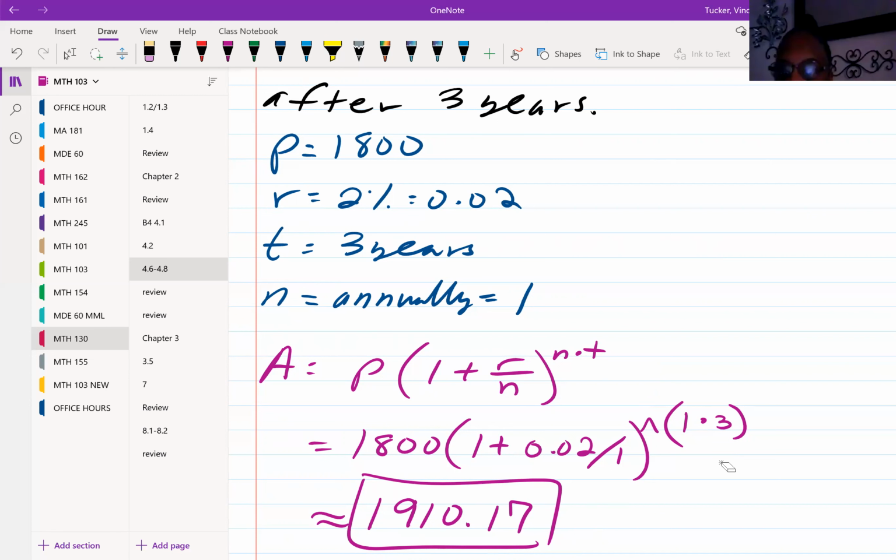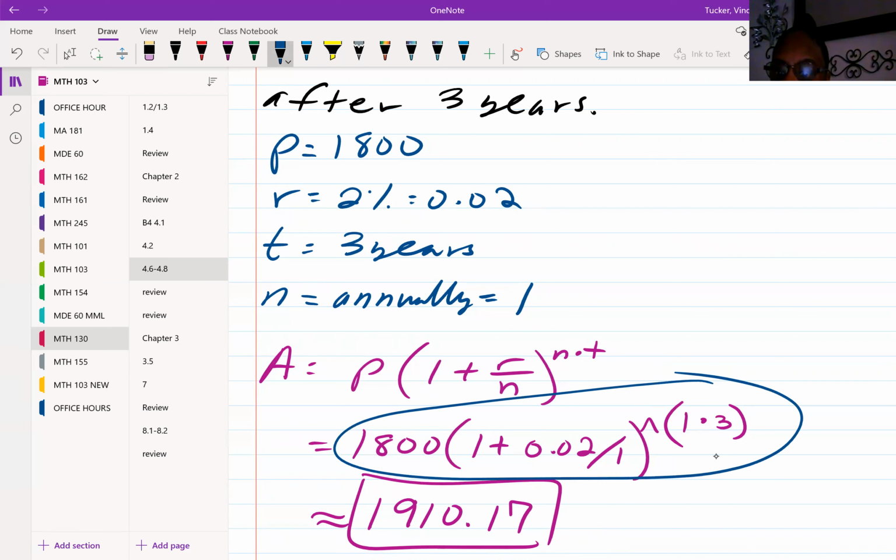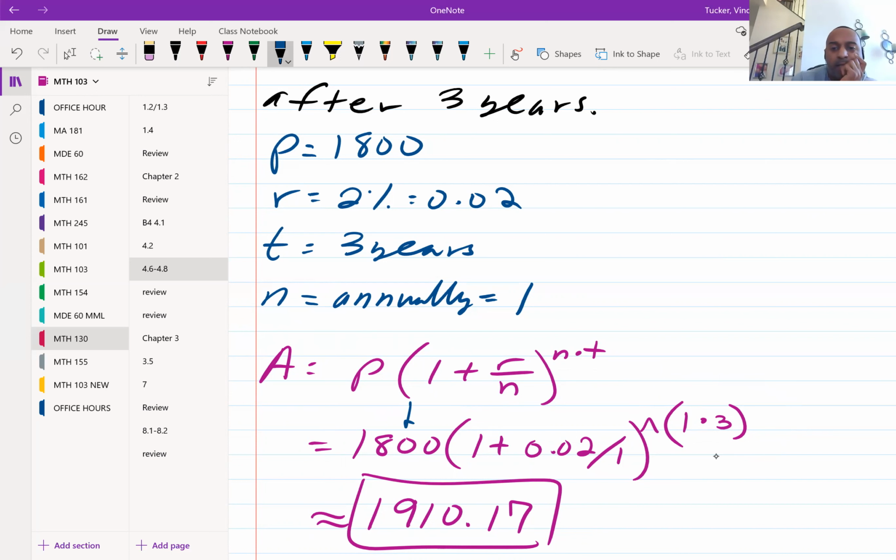1910.17. Wait a minute, so you would put it in the calculator which way? At 2%, divided by 1800? No, this is 1800 times 1 plus 0.02 divided by 1, and then times 3. Yeah, so you've got to use the formula.